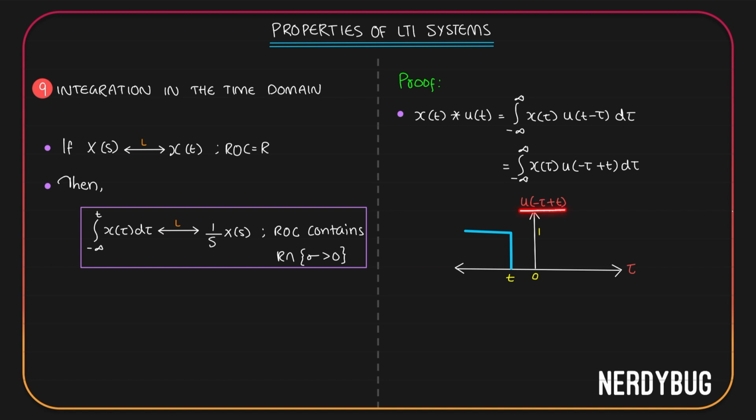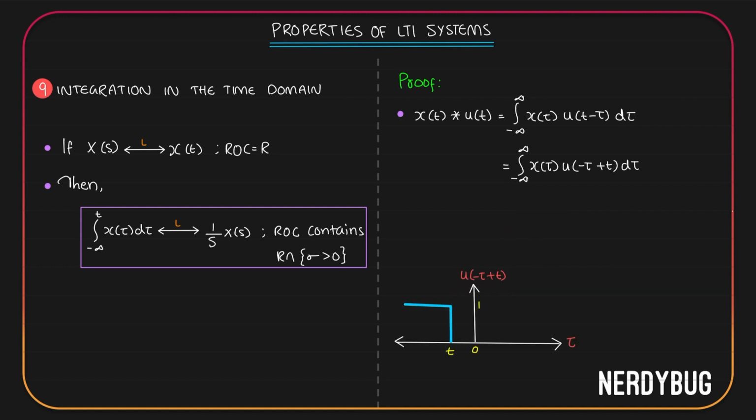U of minus tau plus t as a function of tau will look like this. It is 1 for tau being minus infinity to t, and after that it is 0. So we don't have to integrate from minus infinity to infinity. We only have to integrate from minus infinity up to t, because after that the product is going to be 0 anyways. So this becomes integral from minus infinity to t x of tau, and u of minus tau plus t is just 1, so multiplied by 1 d tau.